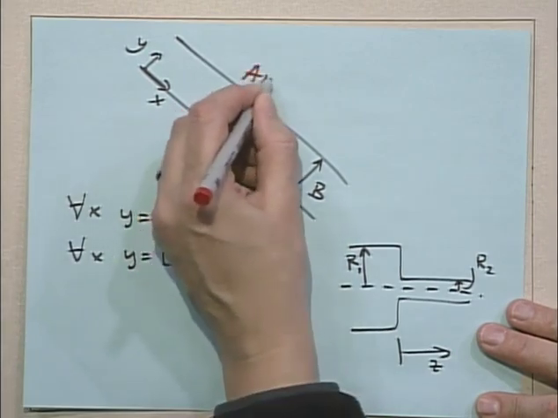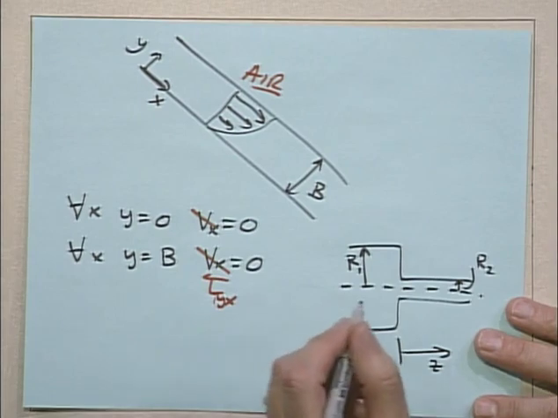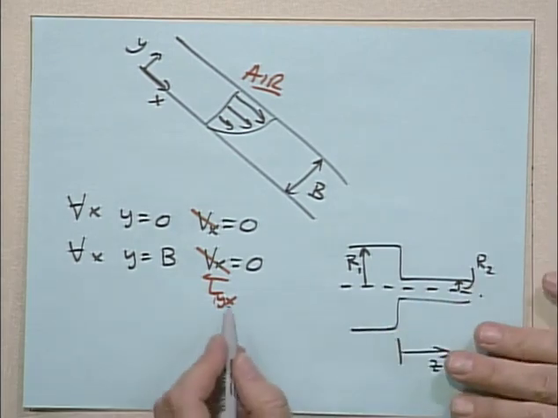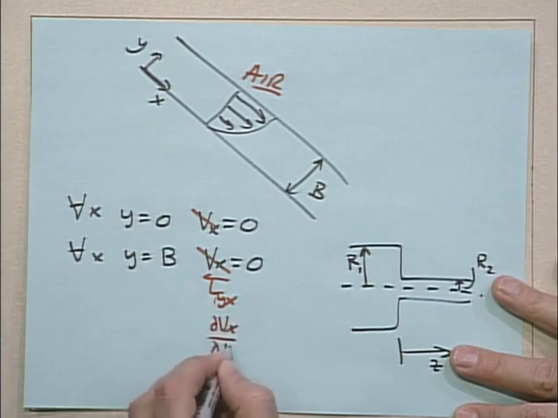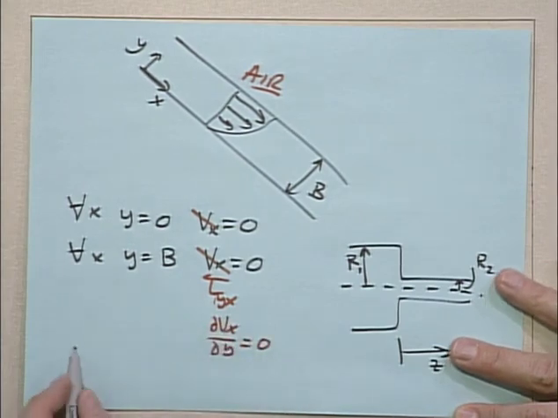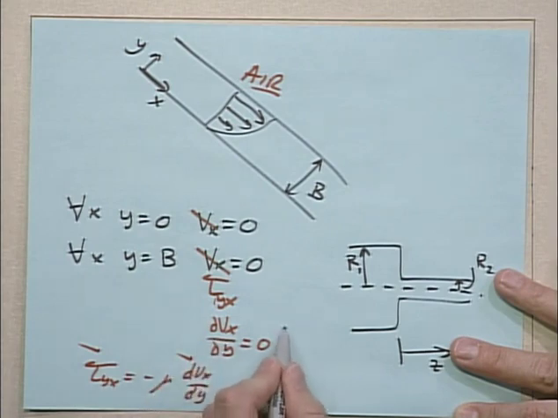If this is air, then the stress is 0. The stress on a y surface in the x direction is 0. This is the same as dvx dy equals 0 because of Newton's law of viscosity. Tau yx equals minus mu dvx dy. And so if this is 0, then this must be 0. So this is the same as what you said. The velocity is a maximum.